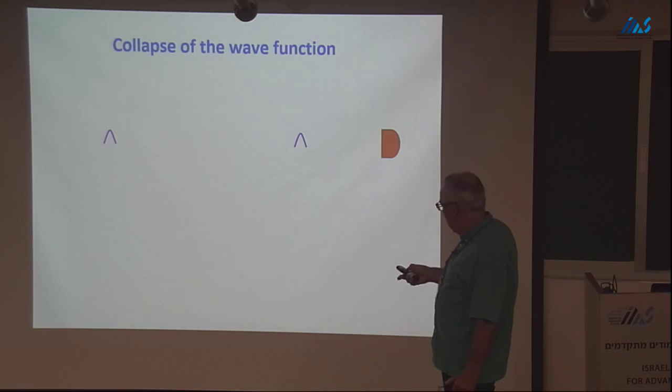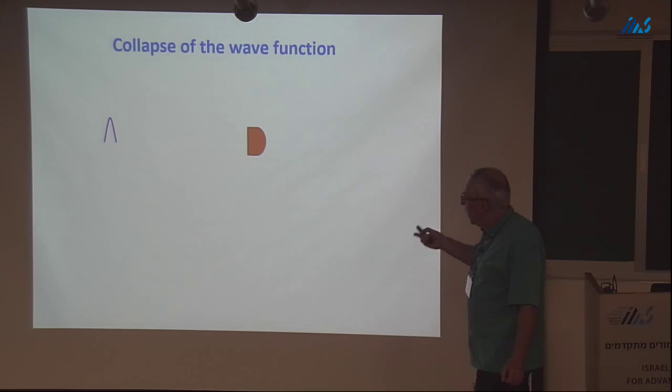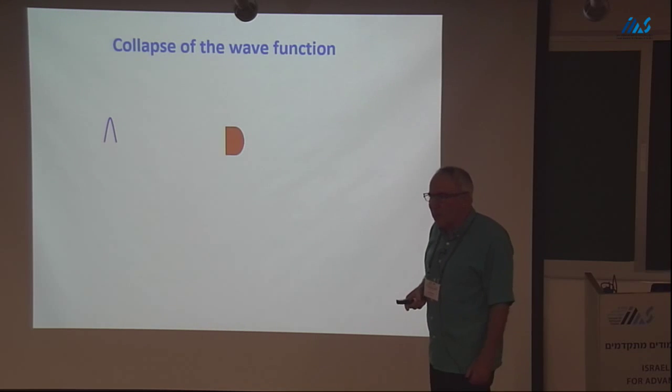You see, let me put it back. Here it was a half wave. Here it was a half wave. Oops. Yeah, I'm not very effective with this pointer. Clearly, the collapse of the wave function is something non-unitary.